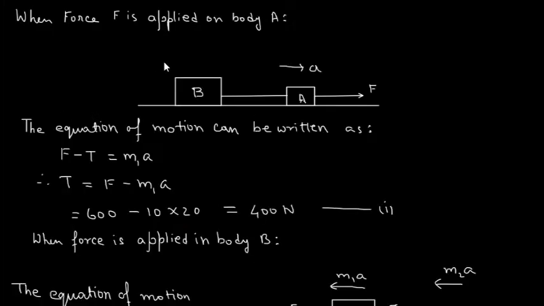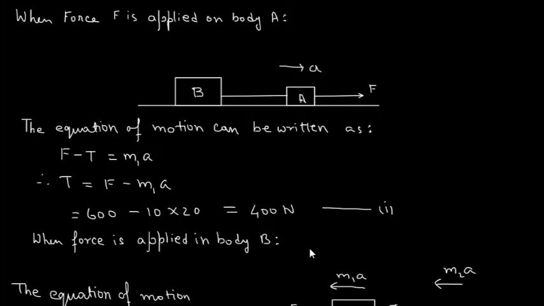When F is applied to body A, the equation of the motion can be written as F minus T is equal to m1a, T is equal to F minus m1a. Putting the value of F, m1 and a, we get 600 minus 10 into 20, that is 400 Newton. This is the first equation.